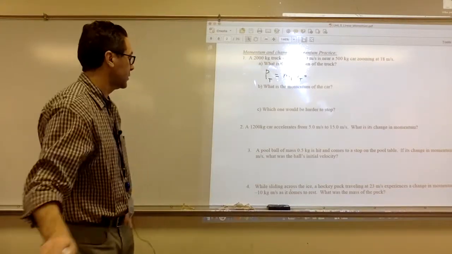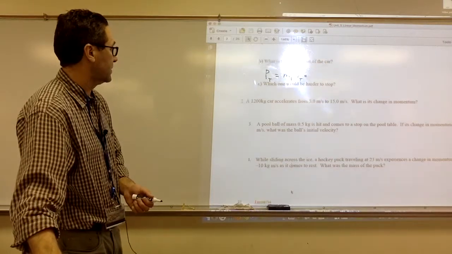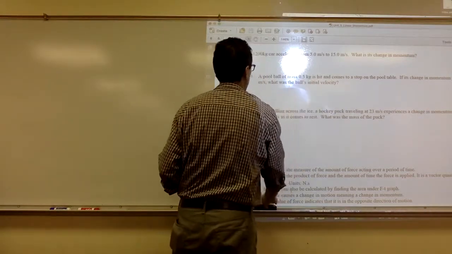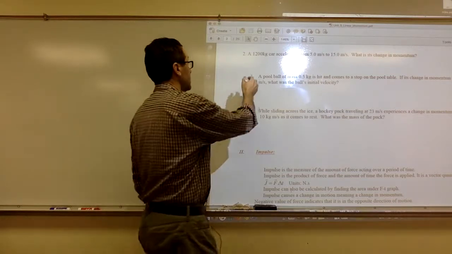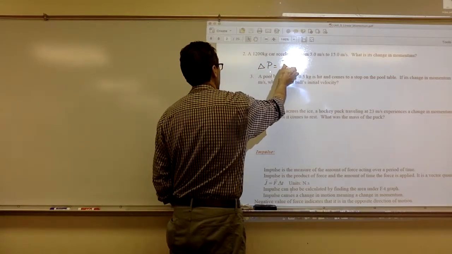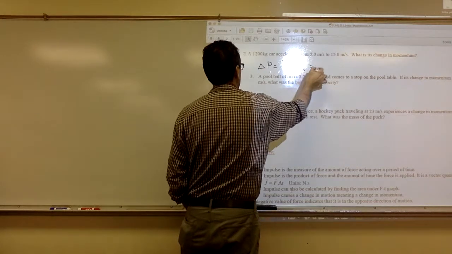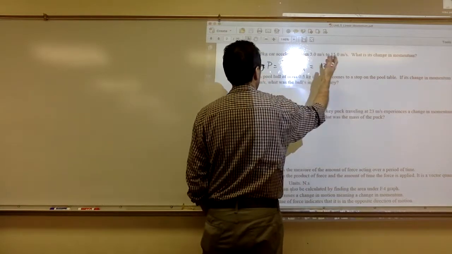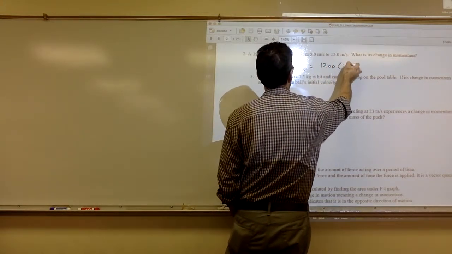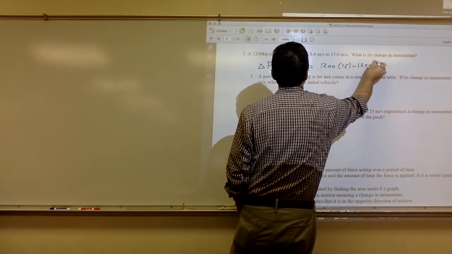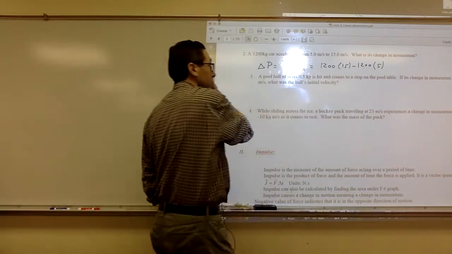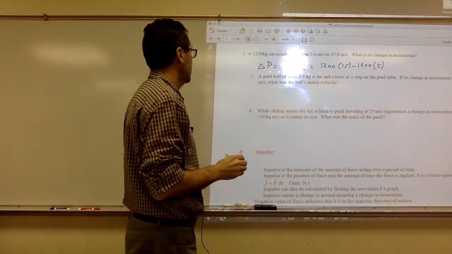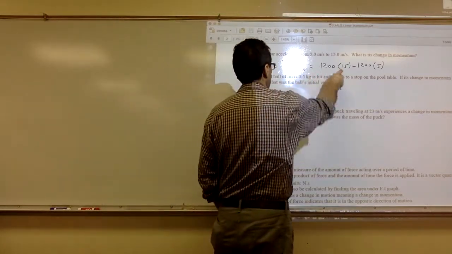Second question: a 1,200 kilogram car accelerates from 5 meters per second to 15 meters per second. What is the change in its momentum? The change in momentum is your final momentum minus your initial momentum. So that's 1,200 times 15 minus 1,200 times 5, or you can just do m delta v. It's really up to you. That should be 12,000 kilograms meters per second, because the mass is in kilograms and the velocity is in meters per second.